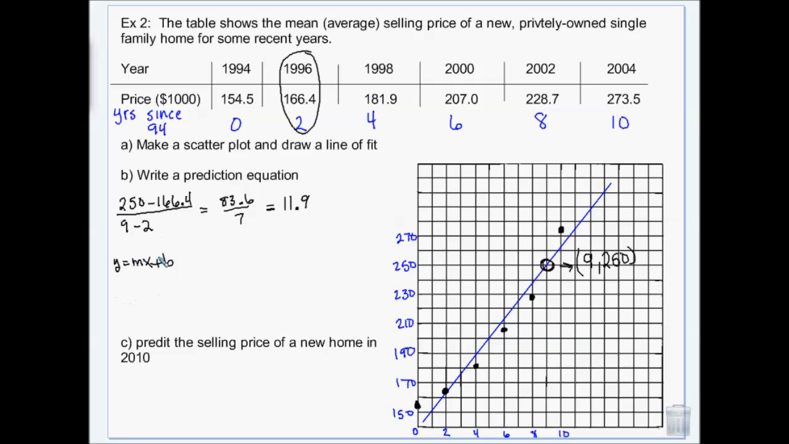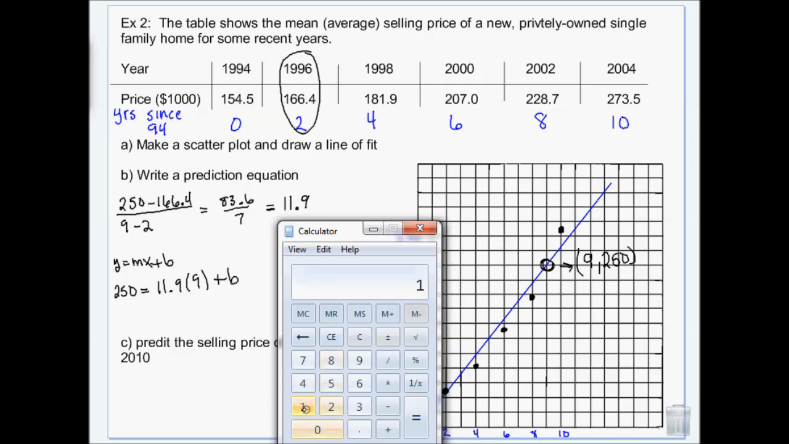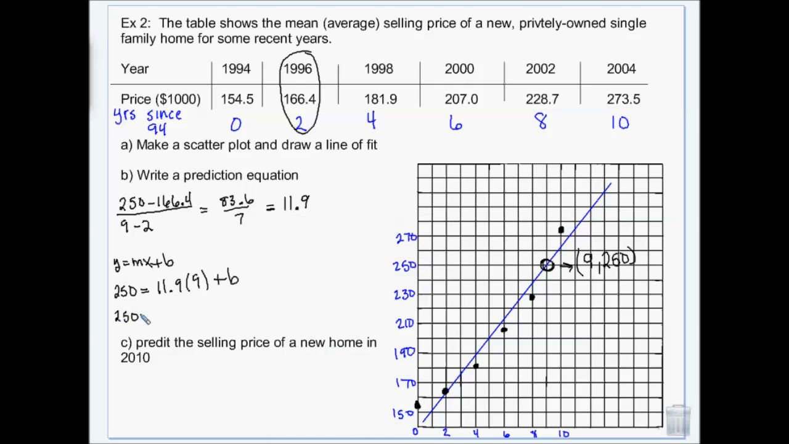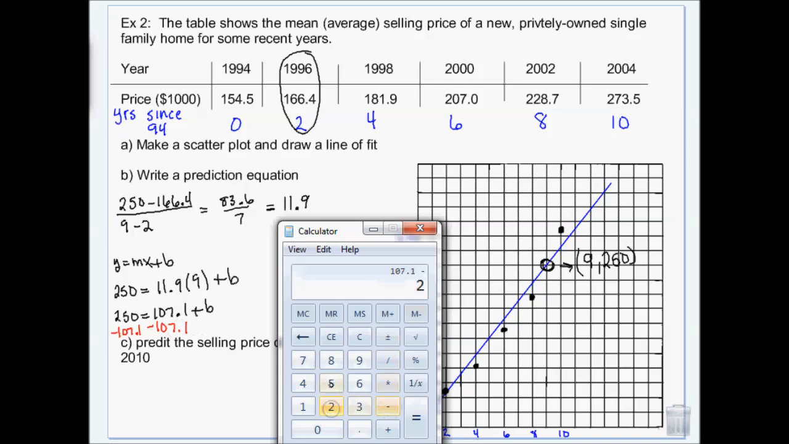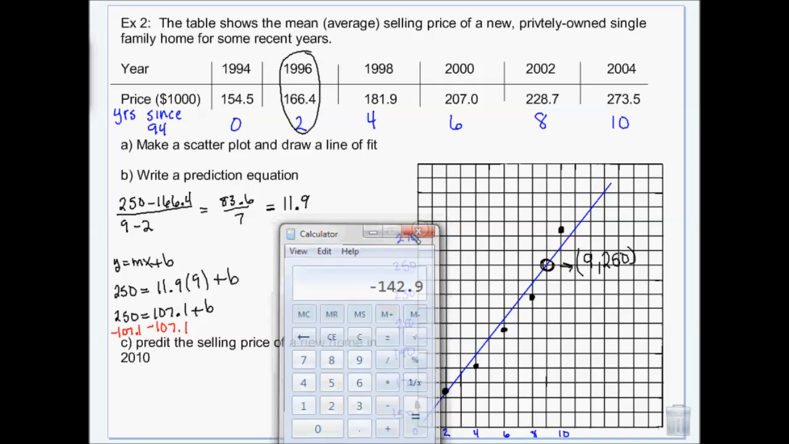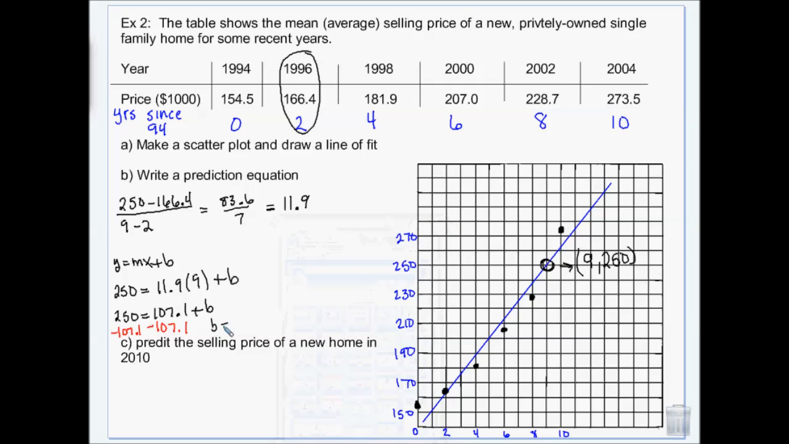So y, 250, is equal to m times x, which is 9, plus b. So 11.9 times 9 is 107.1. And if I subtract 107.1 from both sides, I'll have b. So 142.9 is b. So my equation is y equals 11.9x plus 142.9.